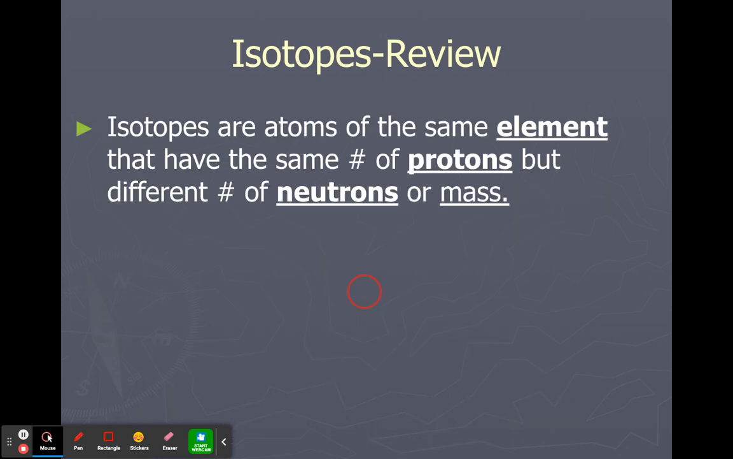You might remember isotopes. Isotopes are atoms of the same element. They have the same number of protons, same atomic number, but different neutrons, different mass. Let's take a look. Atomic number is always here on the bottom left, and the mass number up top. Remember, mass number is the protons plus the neutrons. Basically, it's the mass of the nucleus.